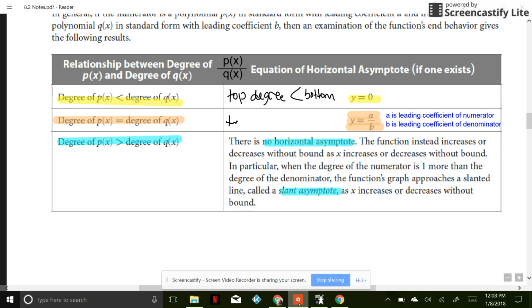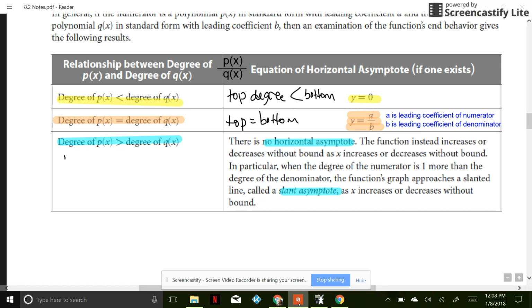If your top degree is equal to the bottom degree, what you do is you take the leading coefficients of the numerator and the denominator in standard form and turn those into a fraction, and that's going to be where your horizontal asymptote is.